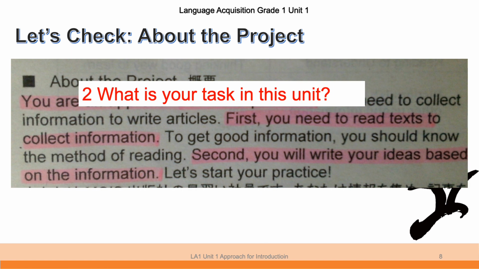Next, let's check your task in Unit 1. You have 2 tasks. First, you need to read text. Why? Because you need to collect information. Second, you need to write your ideas. After reading, you should write your idea. Remember, writing your idea is different from writing your feelings.